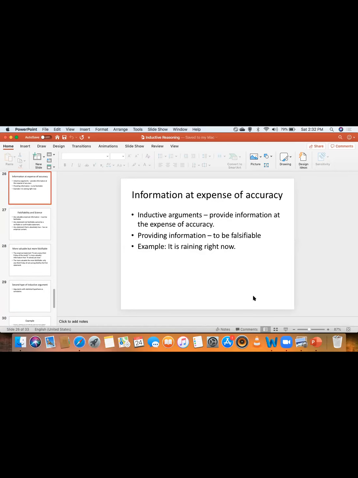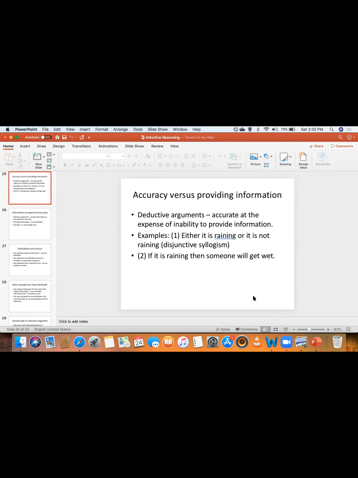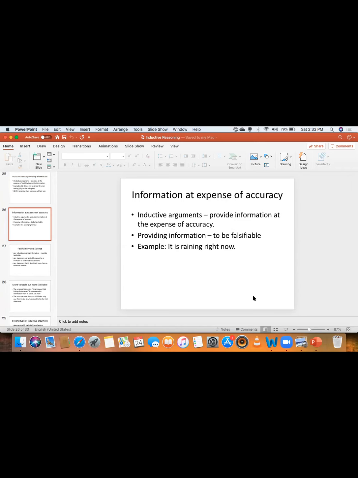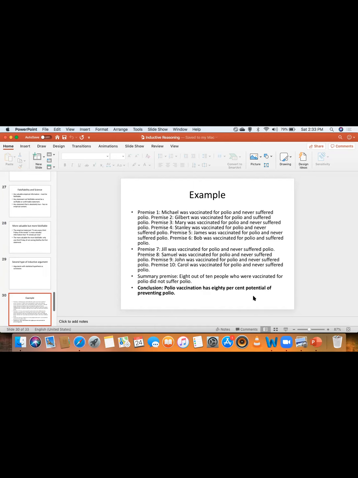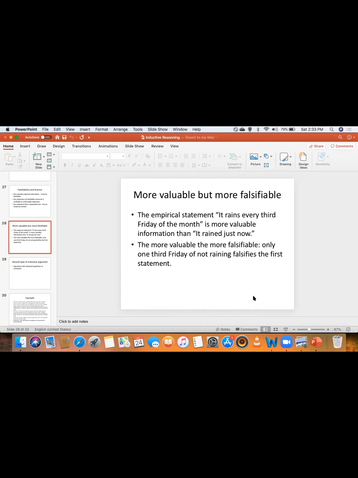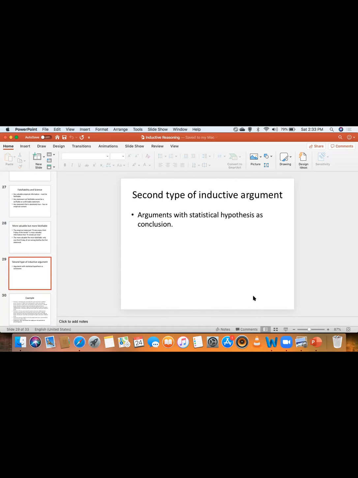Now, after that, we compared inductive to deductive arguments. We said deductive arguments are accurate at the expense of the inability to provide information. On the other hand, inductive arguments provide information at the expense of accuracy. And I think that was what we saw in that class. We said any empirical statement must be falsifiable. If a statement is completely correct, then it doesn't contain empirical information.